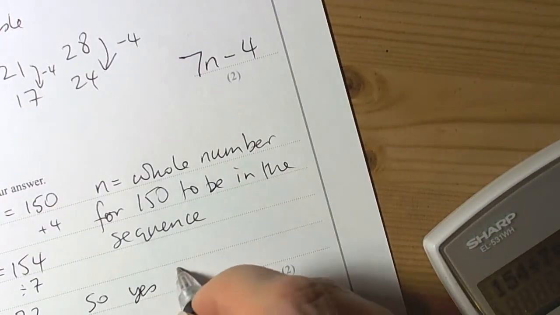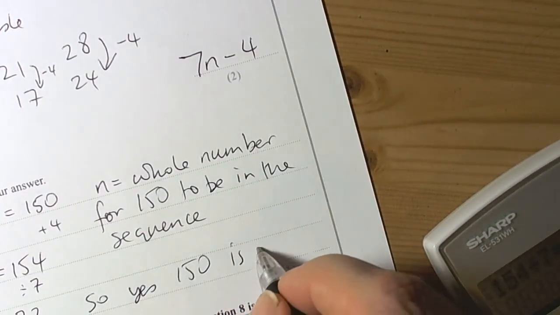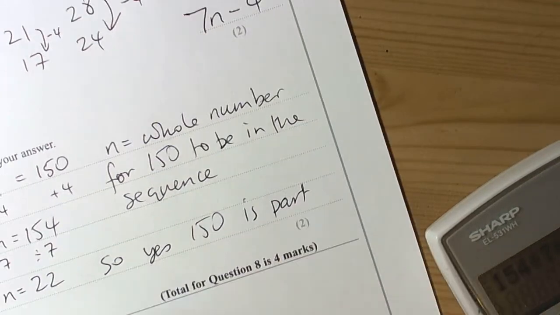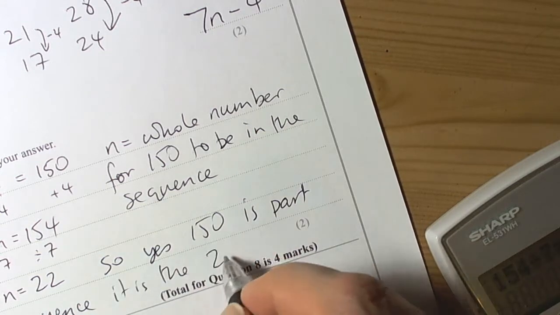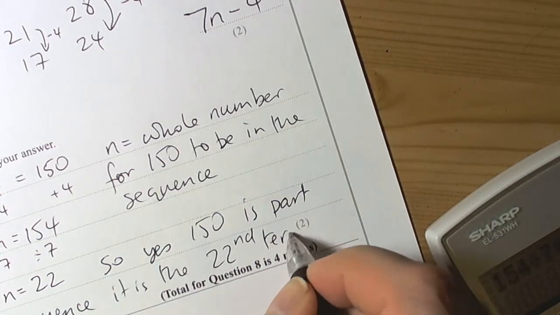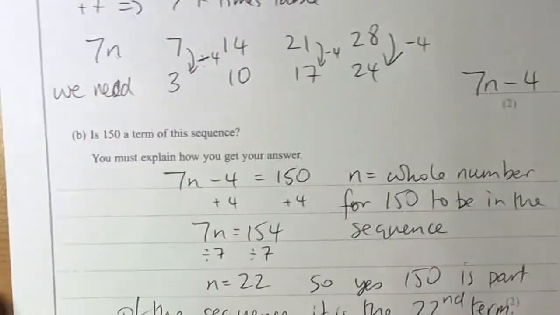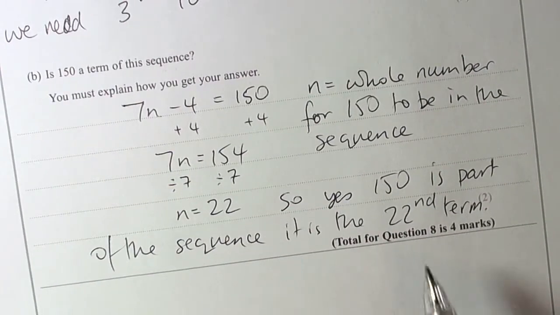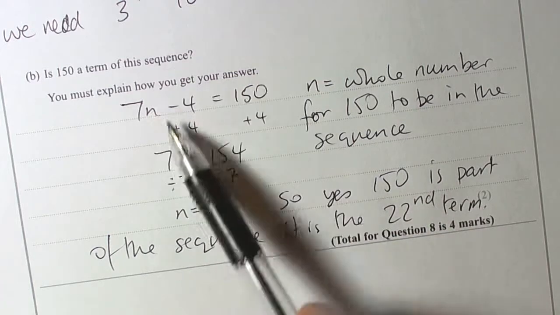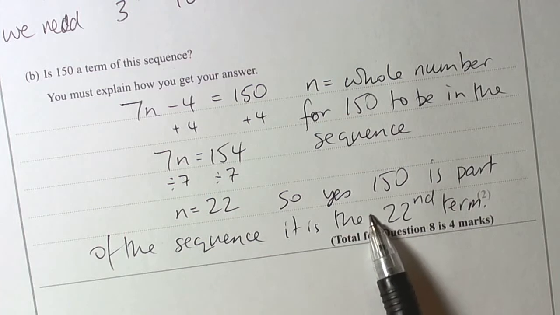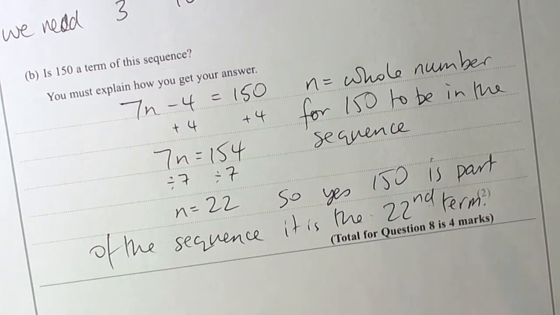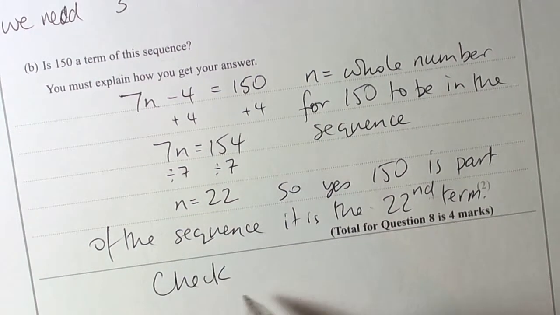So yes, 150 is part of the sequence. It is the 22nd term. Basically, that shows that it worked, because we found out by solving this equation that if we find the value of the 22nd term, then it will give us an answer of 150. Anyway, we should check that that worked.